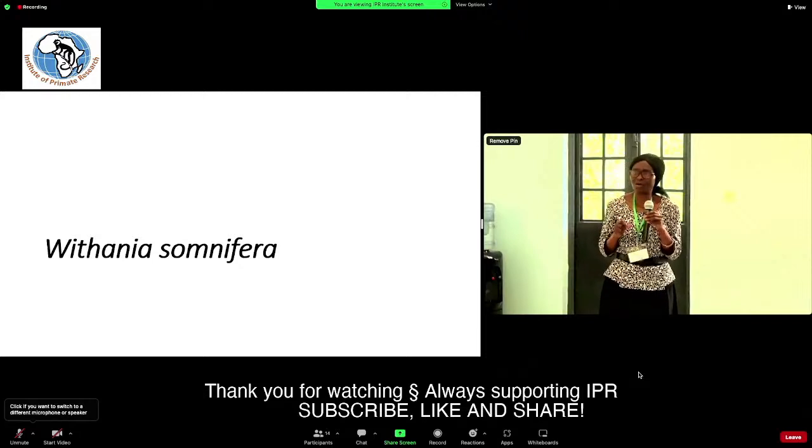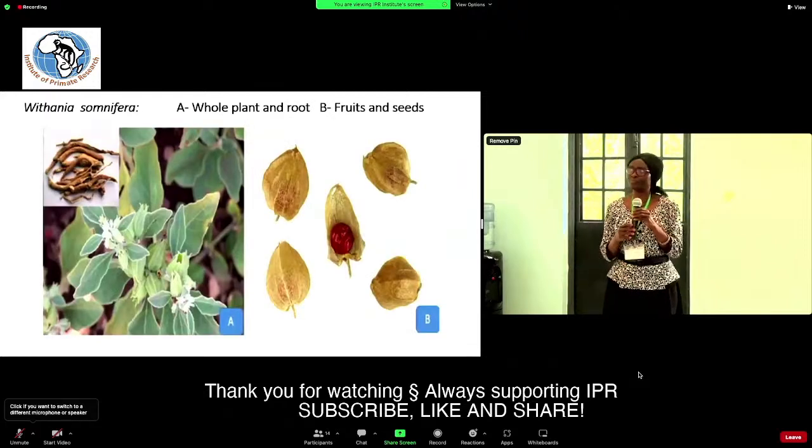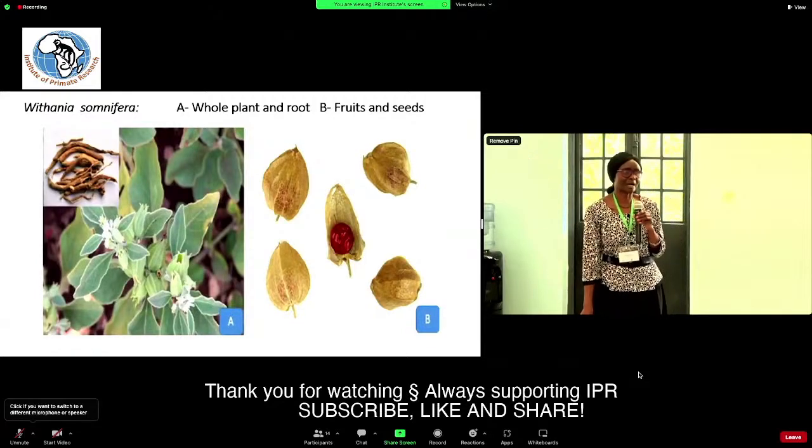Then from now onwards, I have two other important herbal medicinal plants, or phytochemicals, that I'm going to concentrate on. One of them is most important, Withania somnifera. That's how it looks. The leaves, the stem, the root. That is the root. Then you have the seeds, and all these parts are very useful. All of them can be used: the root, the leaves, and the seeds.